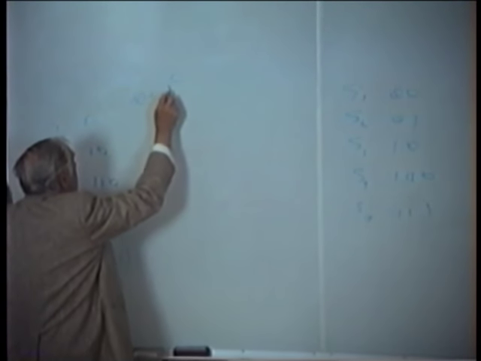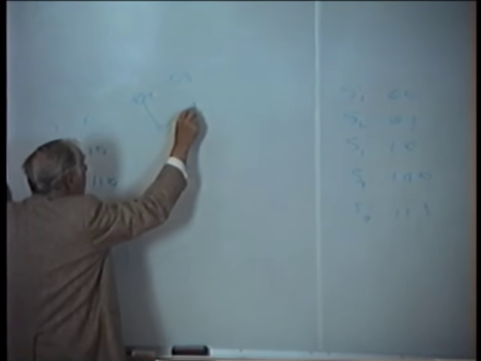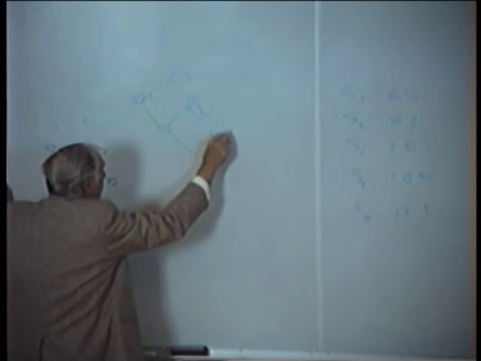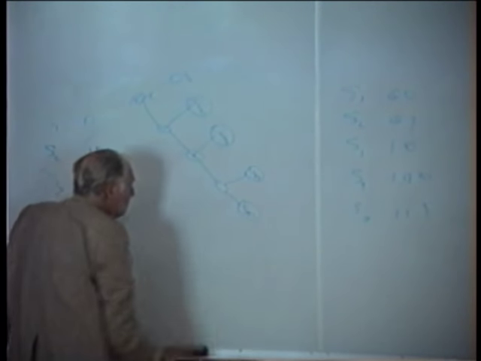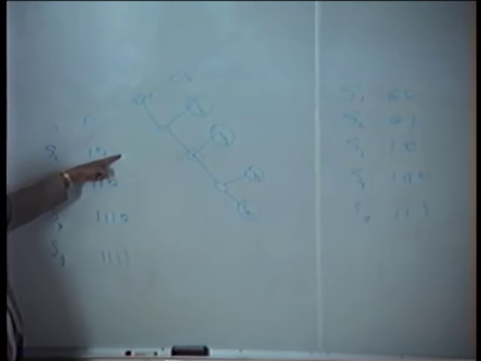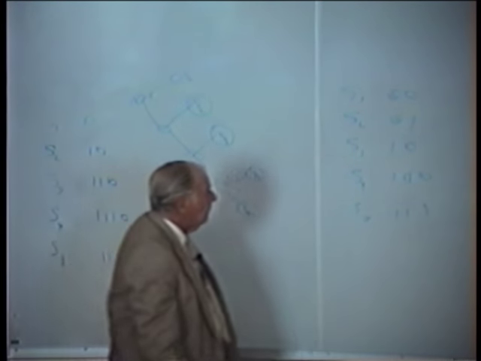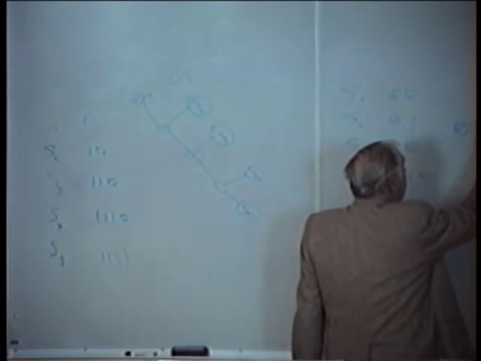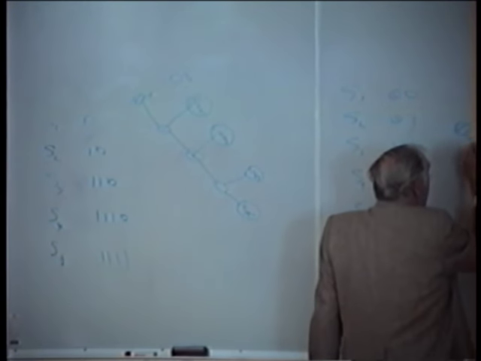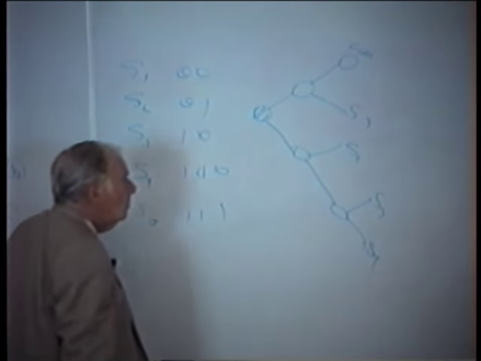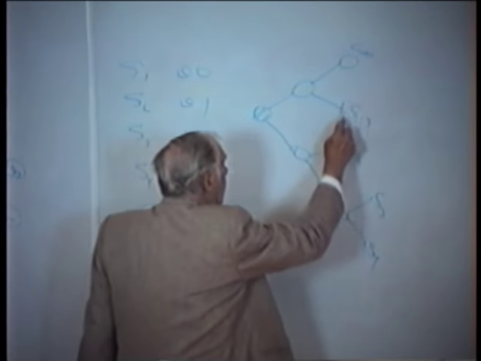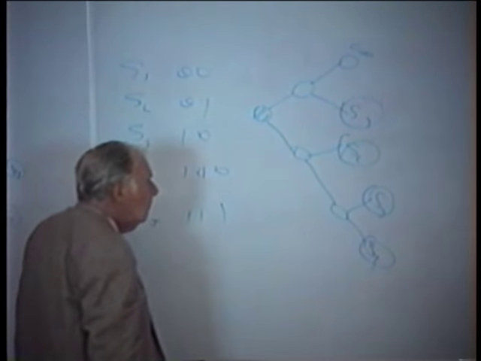This one, 0 goes to S1, S2, S3, S4, and S5. 0, 1, 0, 1, 1, 1, 0, and so on. This one is different. S0, S1, S2, S3, S4. This is long and lean, that's more bushy. They're both uniquely decodable codes.